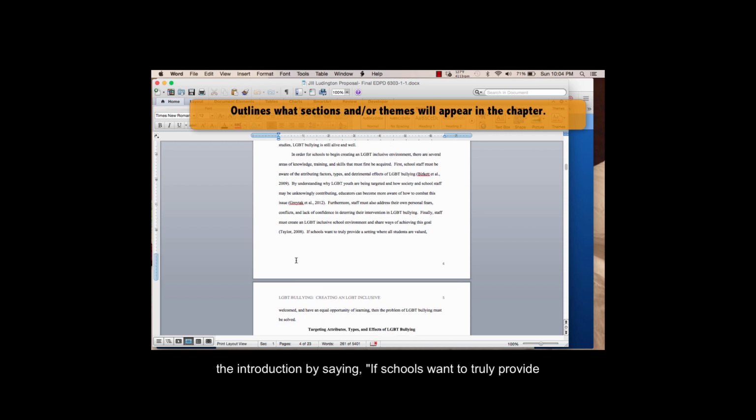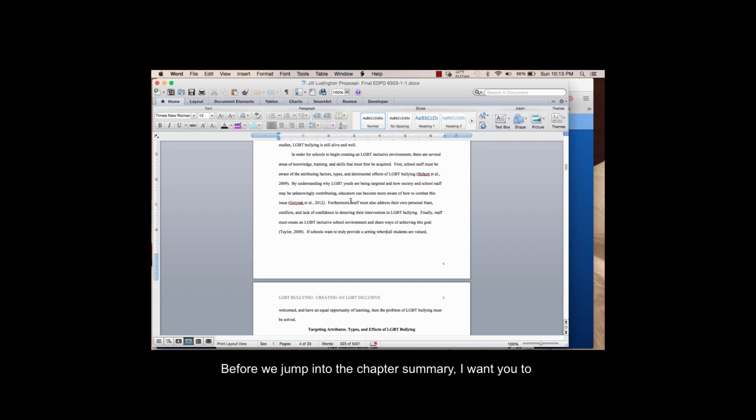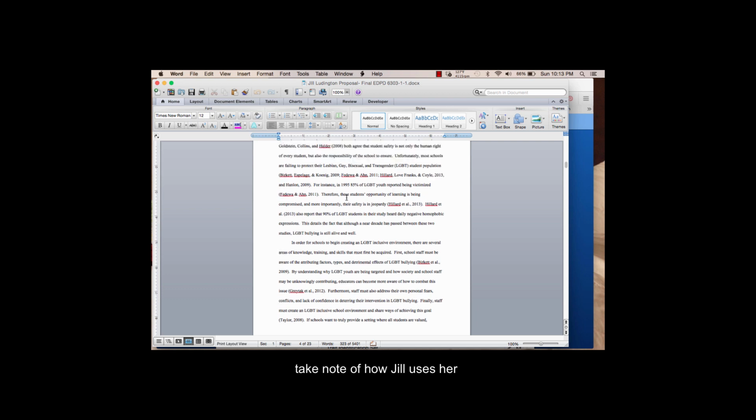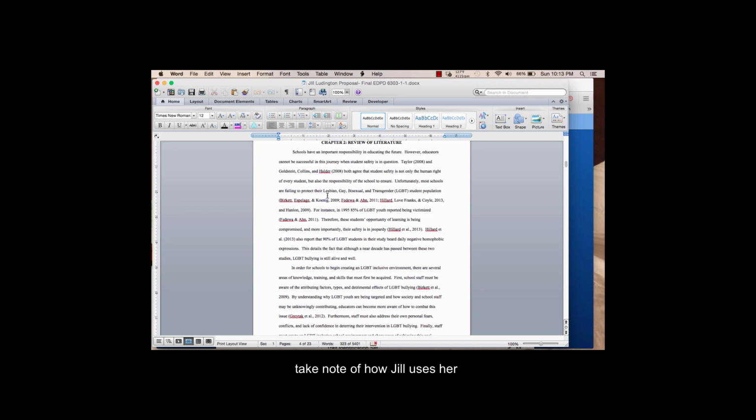And she wraps up the introduction by saying, if schools want to truly provide a setting where all students are valued and have an equal opportunity of learning, then the problem of LGBT bullying must be solved. Before we jump into the chapter summary, I want you to take note of how Jill uses her internal citations. There's more than one way to do this.